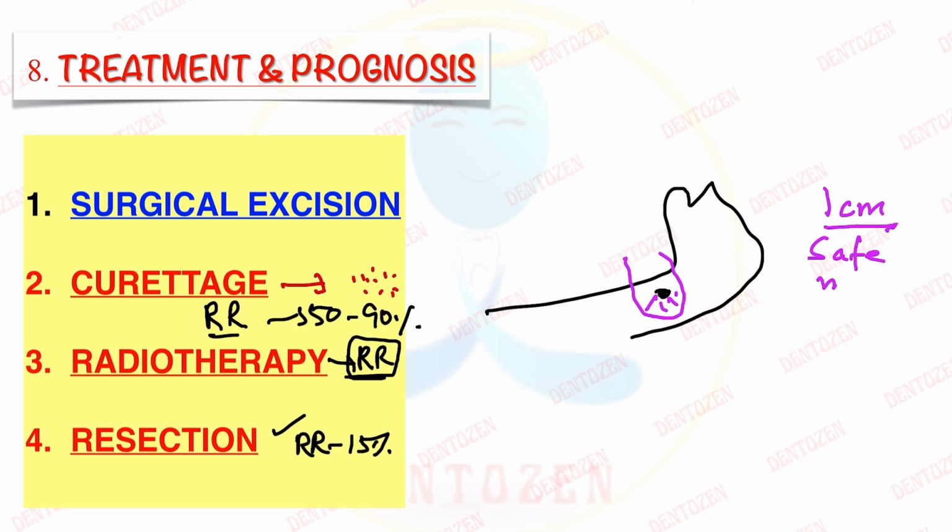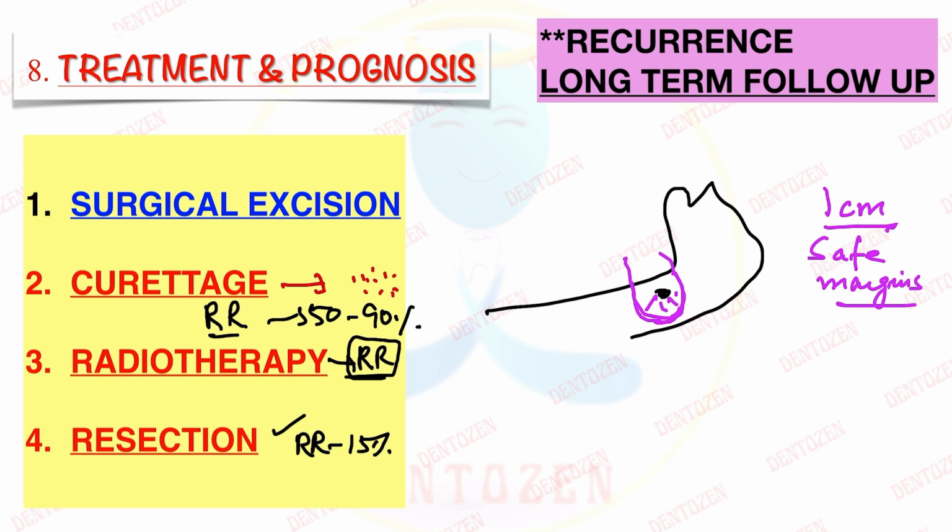So this is done क्योंकि हमें उसके actual borders, actual margins नहीं पता है. So to make sure there is no recurrence, we remove extra 1 centimeter of normal tissue around this, normal bone around this tumor. So because of high recurrence rate, it becomes very necessary that we do long-term follow-up for this tumor. It can recur even years after the removal.